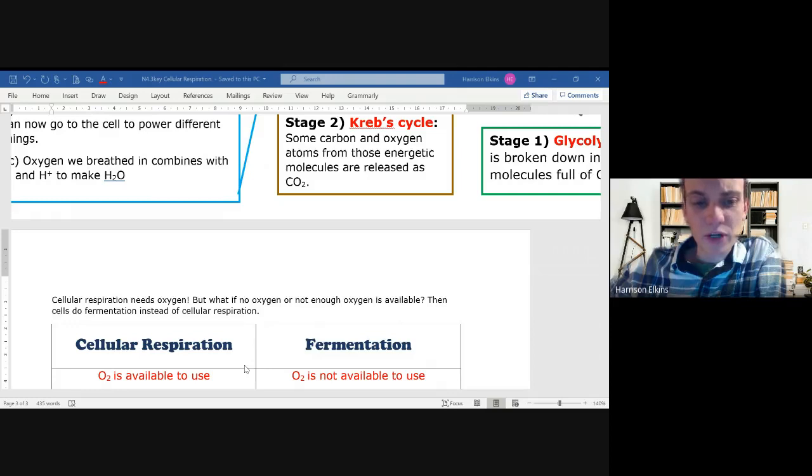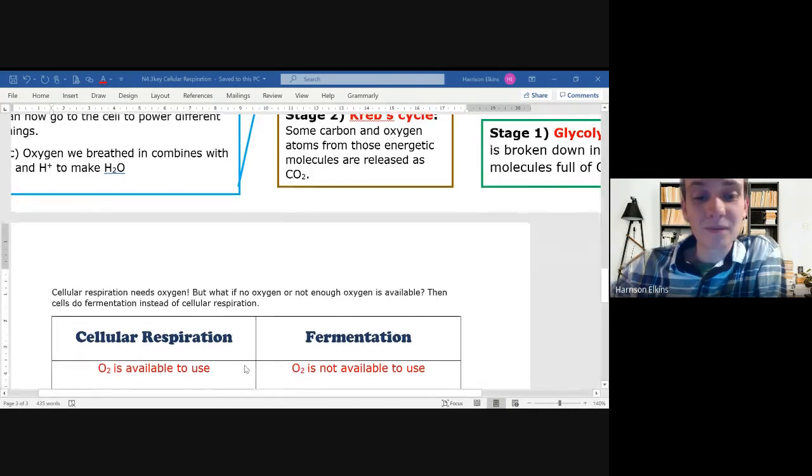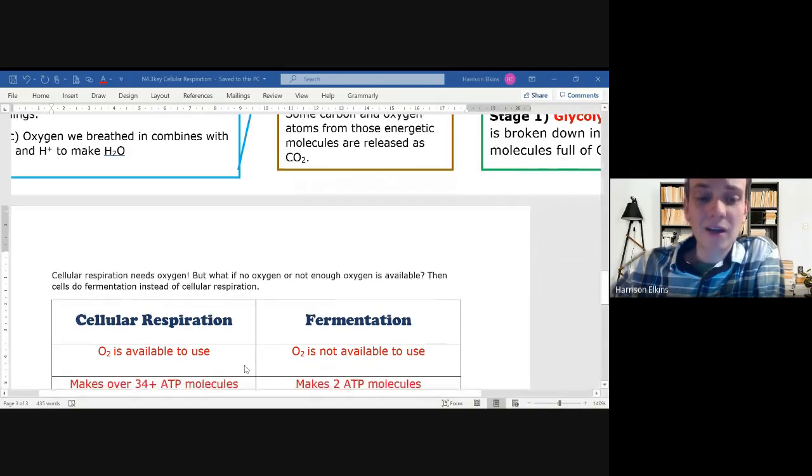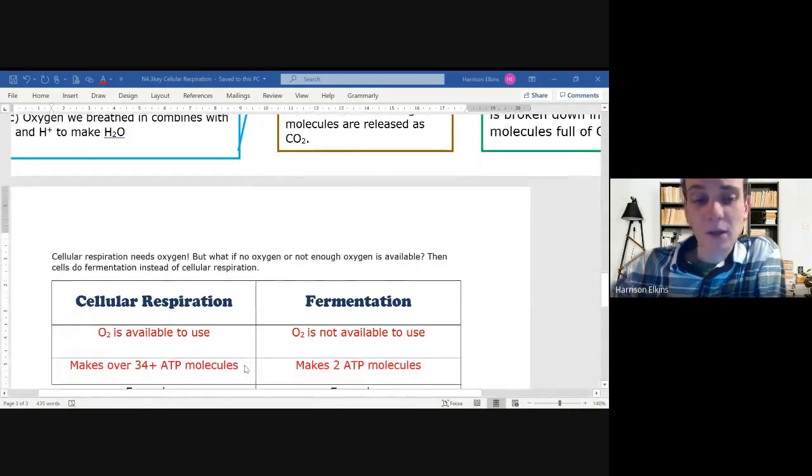So in cellular respiration, oxygen is available for you to use. You're breathing it in, it's fine. Fermentation happens when there's no oxygen available or not enough. Now, remember I said for every glucose molecule, you get to charge up 34 ATP batteries. Sometimes even more. So cellular respiration makes over 34 ATP molecules.